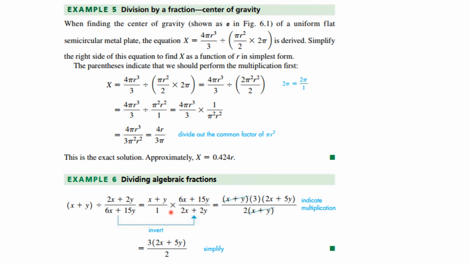And now we multiply. Now we factor everything. We can factor a 3 out of the second term. We get 3 times 2x plus 5y. And down here we can factor a 2 out of that. So now we're going to cancel common factors. We see there's a common factor of x plus y. We cancel that, and so this is our simplified answer.